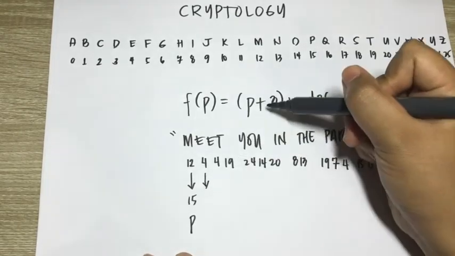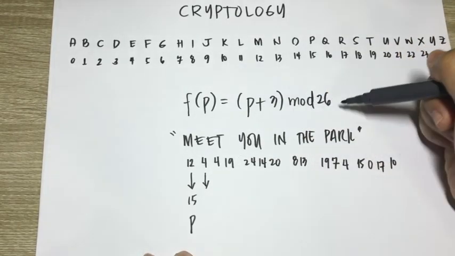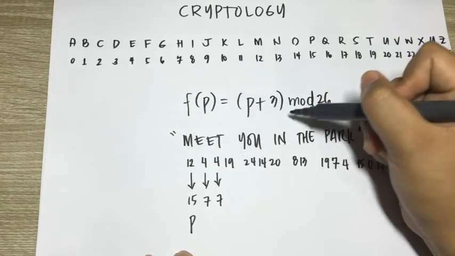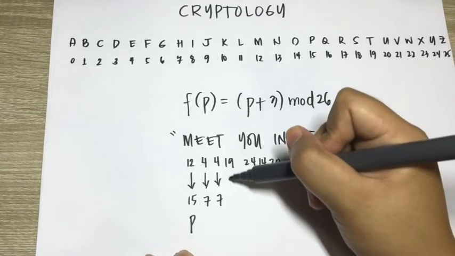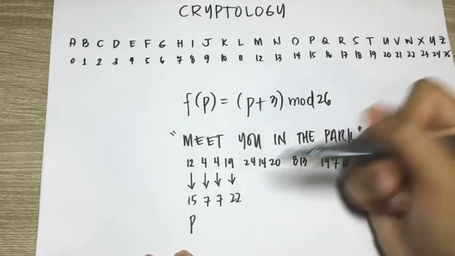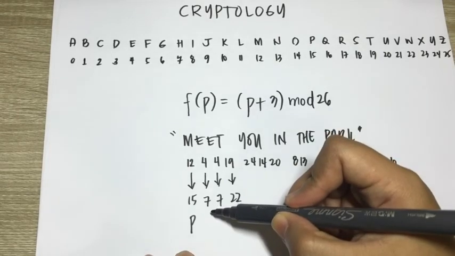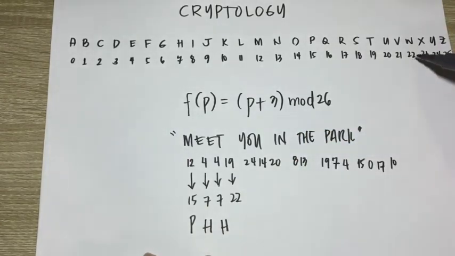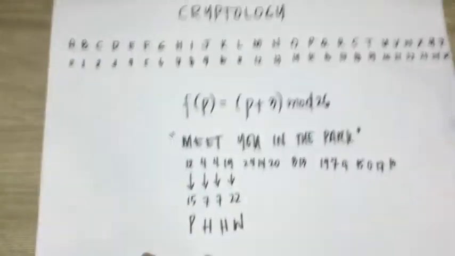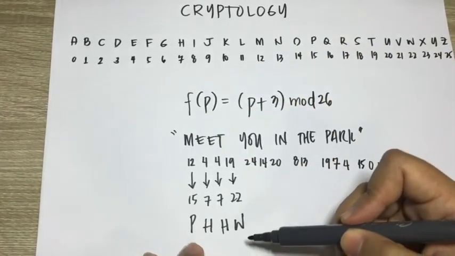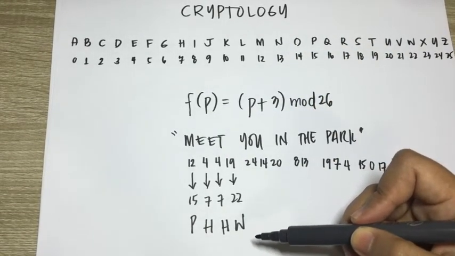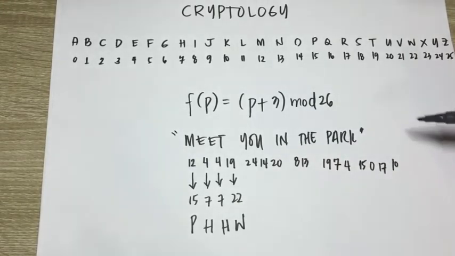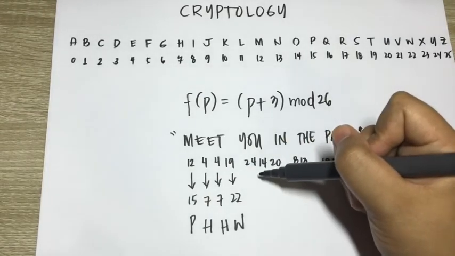Next, we have 4. So this 4 will become 4 plus 3 modulo 26. We have 7. Next, we have 19. So 19 plus 3, we have 22. So let's map that one. So 7 is represented by H, and 22 is W. So meaning to say, instead of saying "meet," you are going to encrypt that message using the letters P, H, W. So let's continue encrypting the other letters.